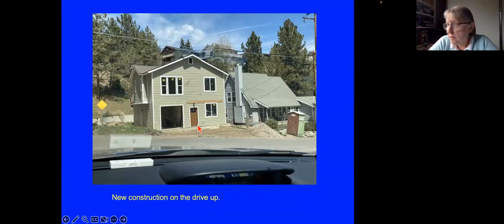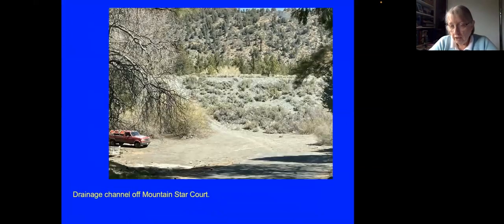As you're driving through the subdivisions, this is not the most geologically stable place to be building a new house, but there's active construction going on. People are still building new homes up here. And now I'm back as far as I can get. I'm at a place called Mountain Star Court.